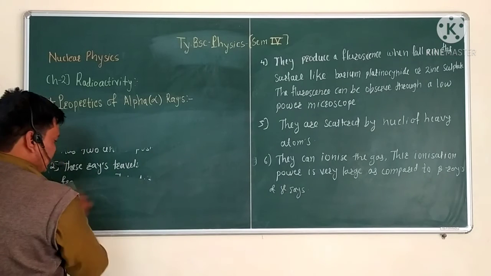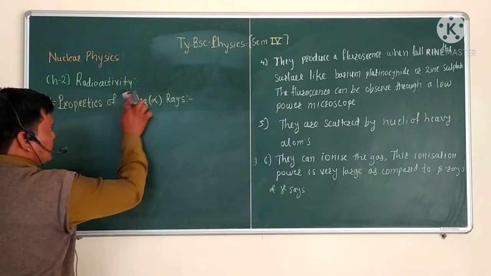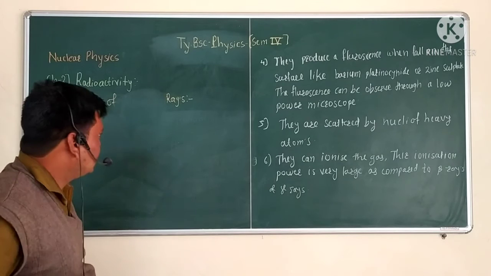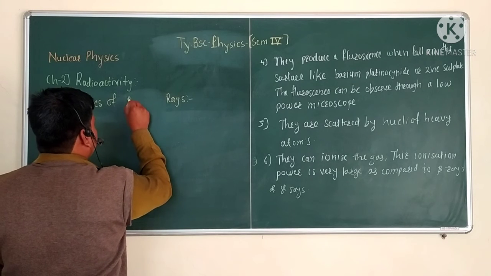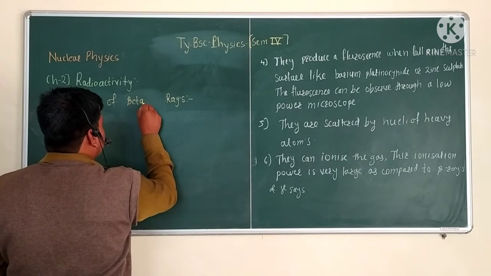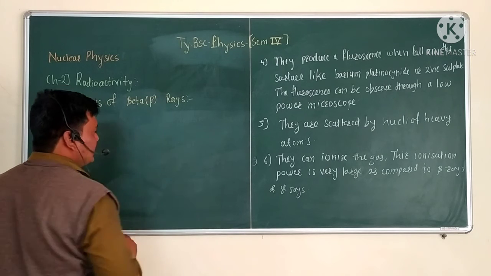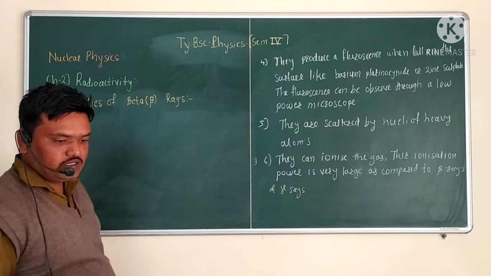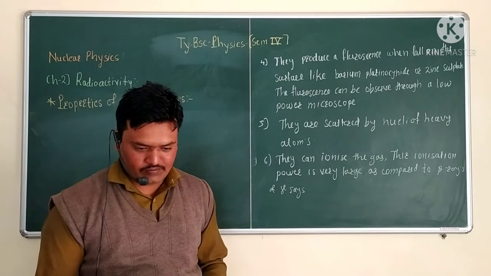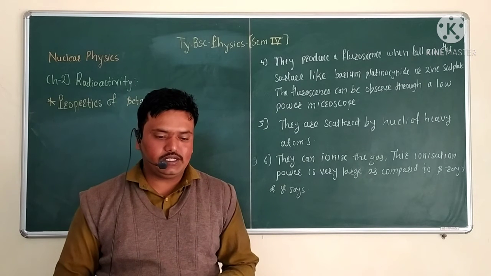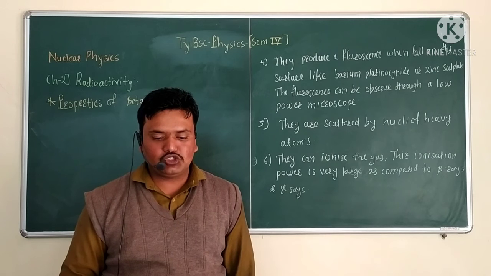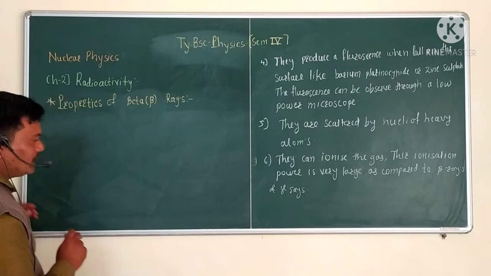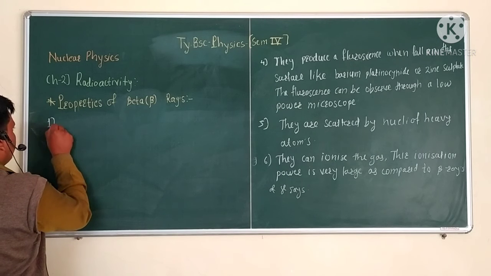So as we have seen, the properties of alpha rays: the alpha particle has a positive charge. Similarly, the beta particle has a negative charge, and its symbol is beta. So these are the properties of the beta rays. The first property: beta possesses a negative charge and mass equal to that of an electron.